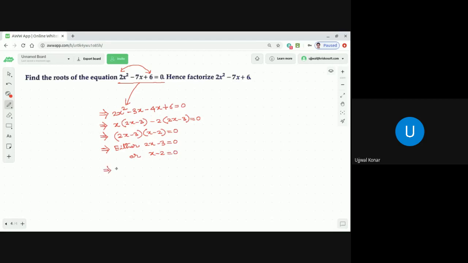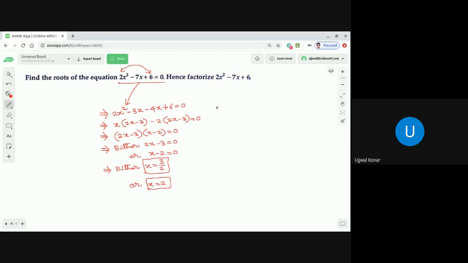So this implies either x is equal to 3 by 2, this is one root, correct or not? Or x is equal to 2, that is another root. So these are the two roots, no? One is 3 by 2 and one is 2, correct? Clear or not clear? Very good.